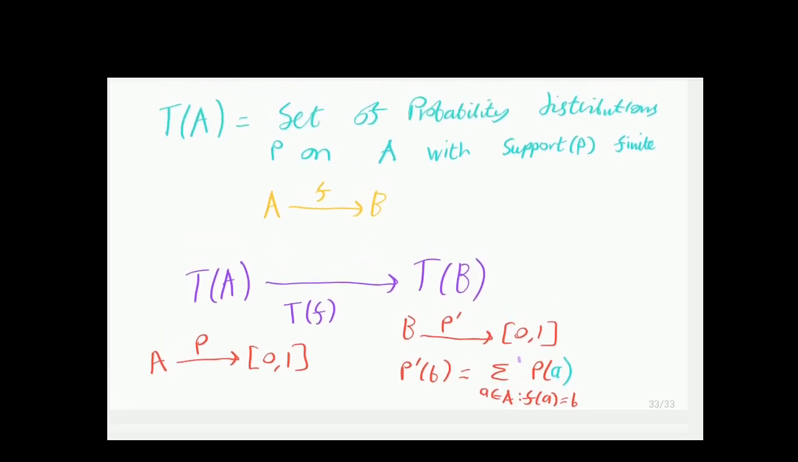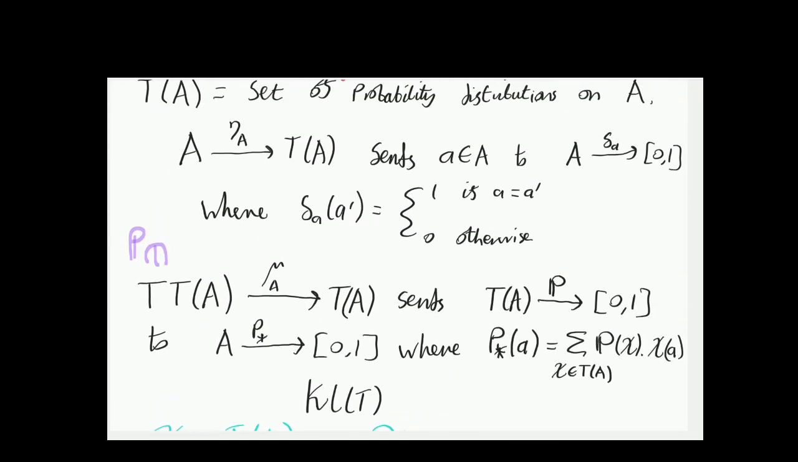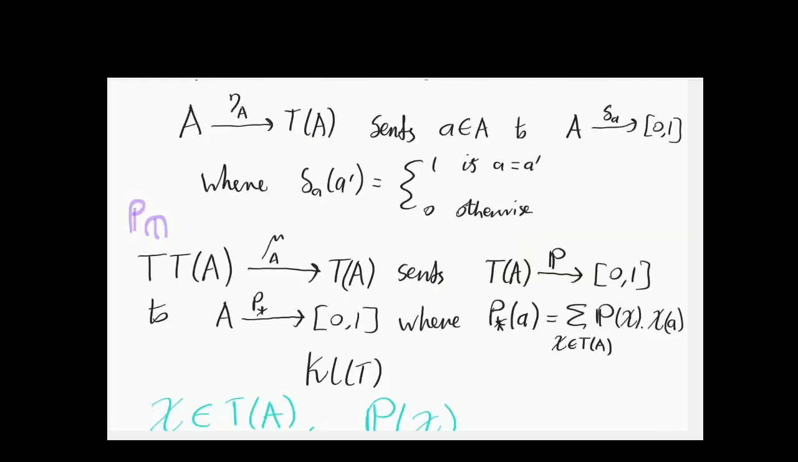So now I just need to tell you how eta and mu work. Now the way that eta works is pretty simple. We want something that sends an element of A to a finitely supported probability distribution on A. And we just send an element a to the delta distribution on A. So that's the probability distribution where elements equal to a get probability 1 and other elements get probability 0. Describing mu is a little bit more involved.